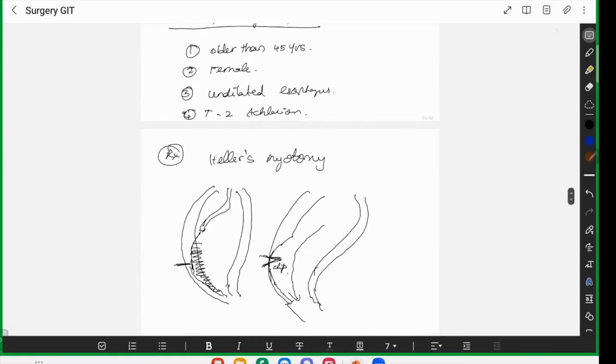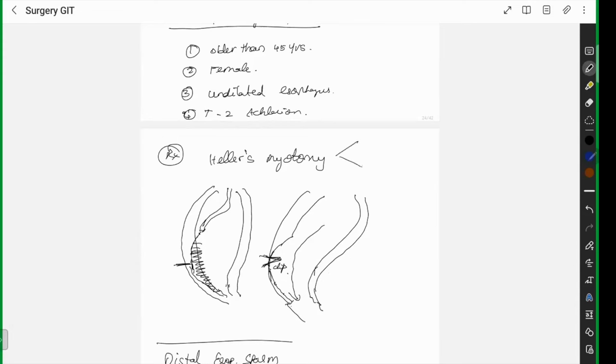So when do you do it? Just write it down. When you have 6 cm proximal and 2 to 3 cm distal. Surgical outcomes are good. It is going to be good in the type 1 and type 2.